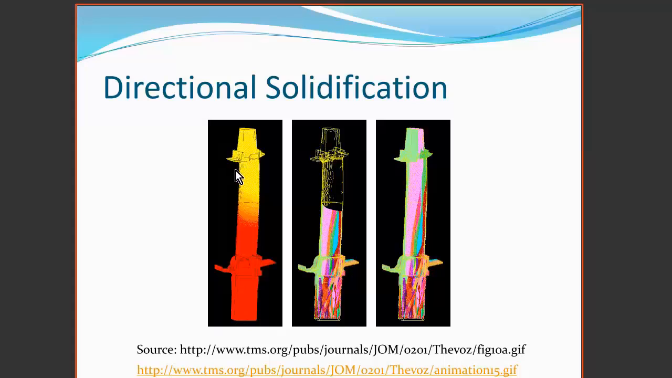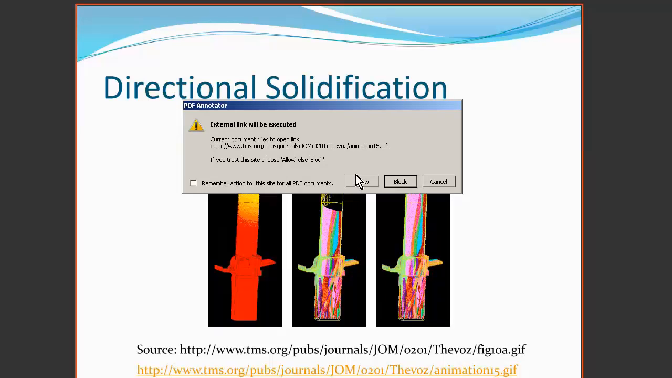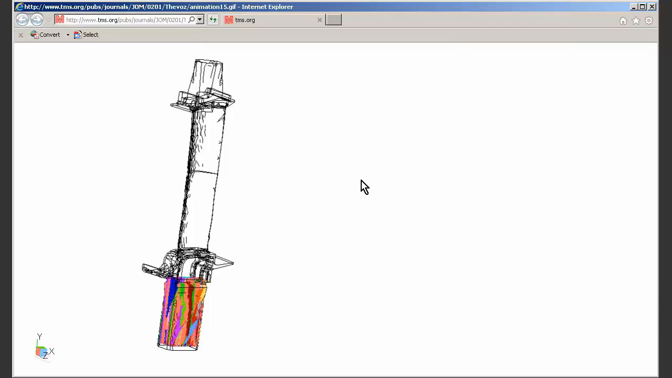A thermal gradient is created within the mold, such that crystal nucleation occurs at the bottom, and then we get columnar grains. We see the grains indicated by different colors, which then grow up into the casting. And there's an animation here which I will show you, which shows how the columnar grains grow.